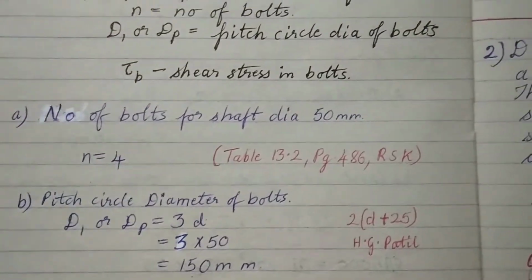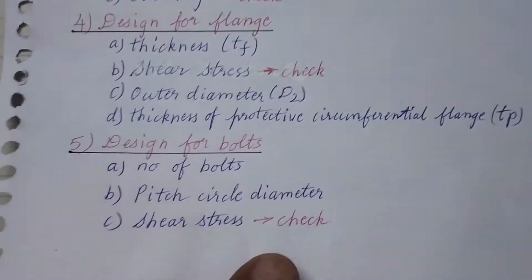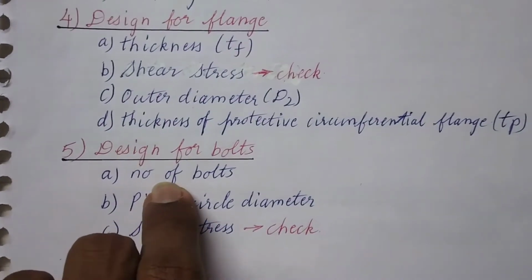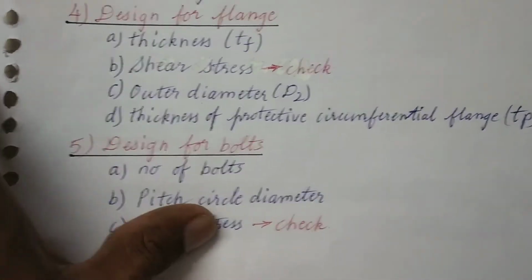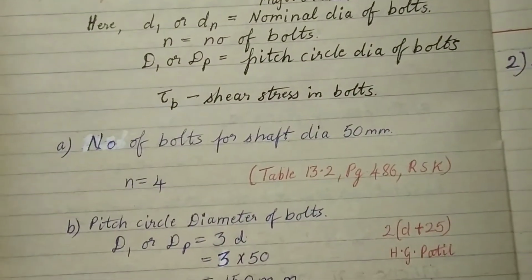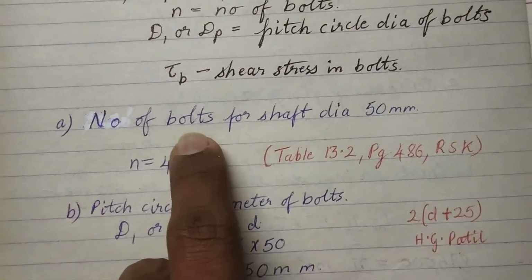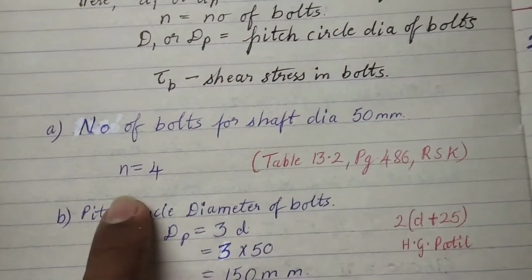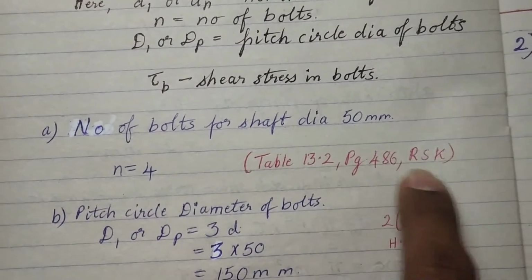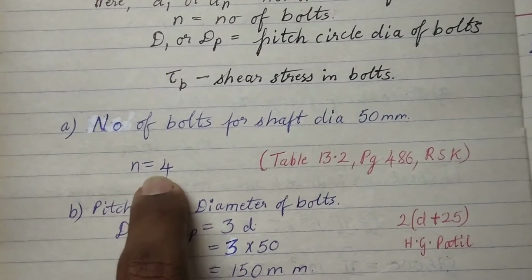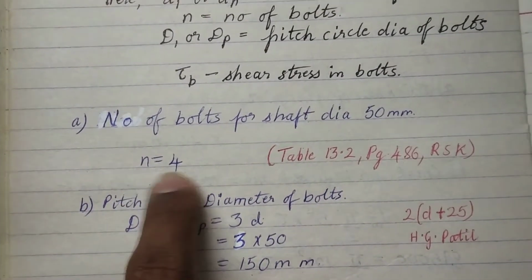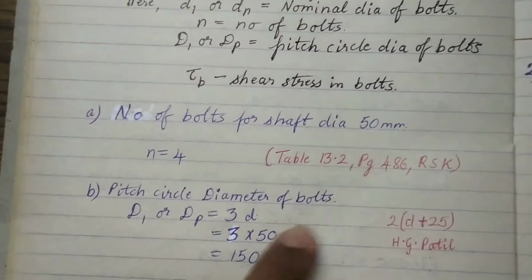First, as you can see in the procedure, we need to find the design number of bolts first, then the pitch circle diameter and the shear stress. So, the number of bolts for shaft diameter 50, in table 13.2 of the textbook by R.S. Khurmi, you can refer page 86. They have given that n will be equal to 4. We need to use 4 bolts for shaft diameter 50.